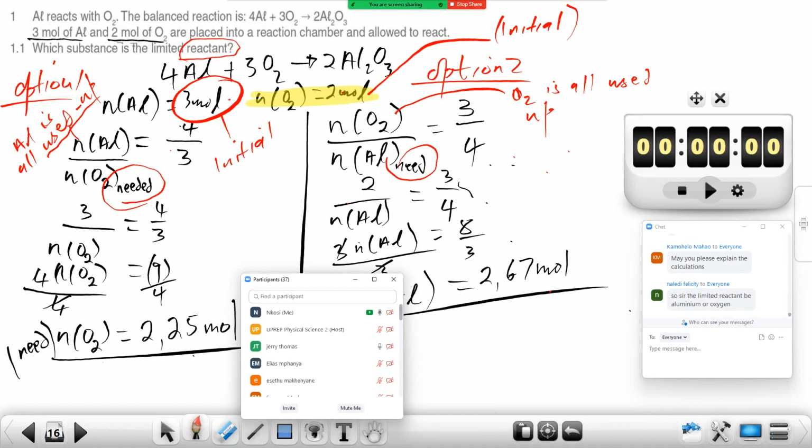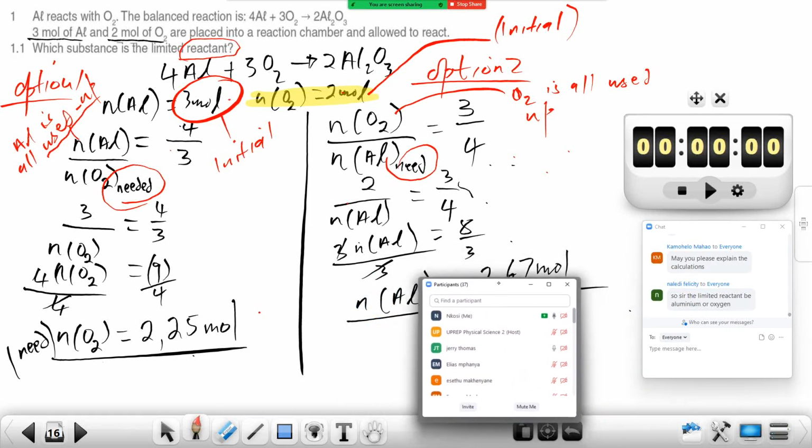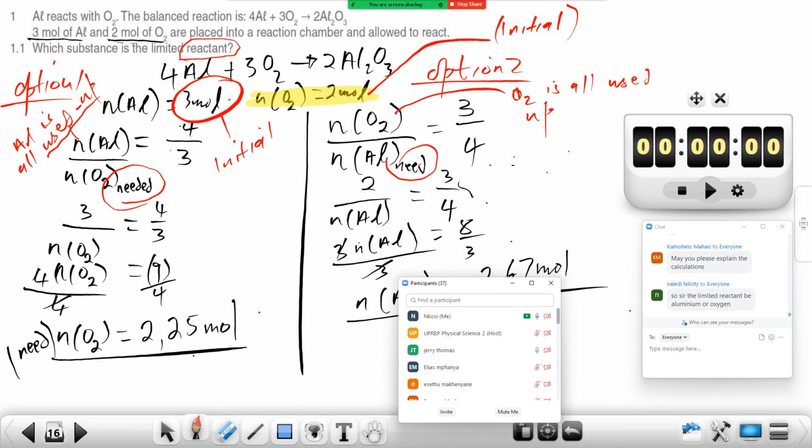But for option 2, because we are working with aluminium there, we started with 3. We need 2,67. So it basically says aluminium is in excess. I have more than enough. No, sir. I disagree, sir. Okay, it's fine. Let's hear what others say.